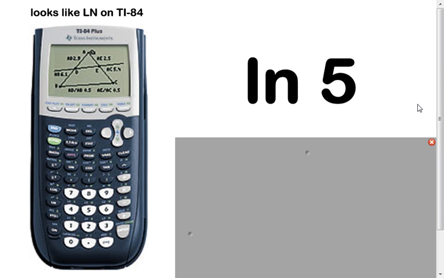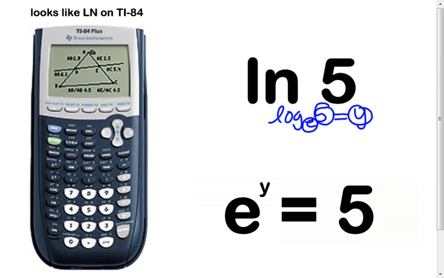The other thing you can do if you want to switch this to a different form, we know that ln is the same as log base e. So if I want to make a little equation out of this, I can make this be y, let's say, and then this is logarithmic form. If I want to switch it to exponential form, here's my base, here's my exponent, here's what it's equal to. So you can transform from logarithmic form to exponential form that way.